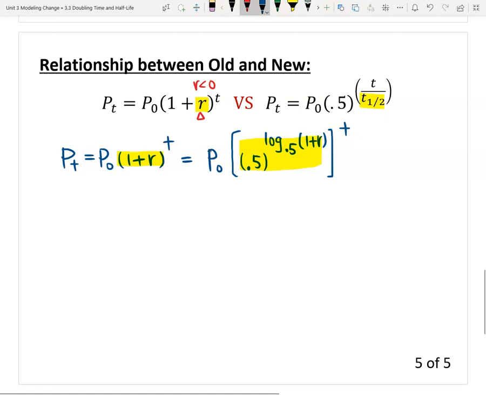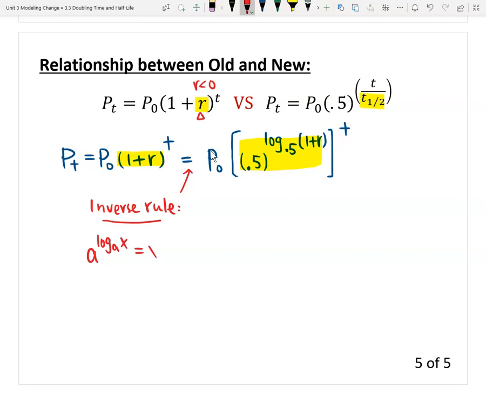Why I can do this is called change of base. We have a rule in algebra called the inverse rule. Let me show the inverse rule here, which we use in this step: A raised to log base A of x equals x. If we set A equals 0.5 and x equals 1 plus r, then exactly this is true. That's the first step.